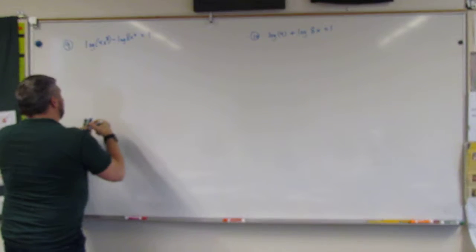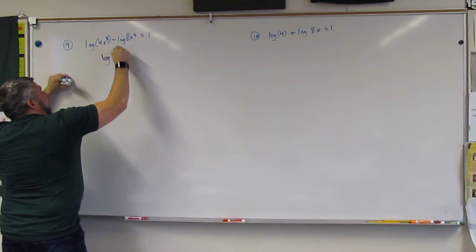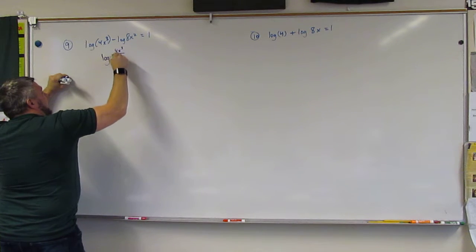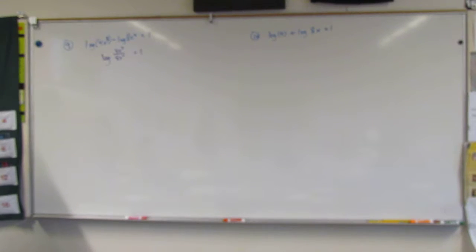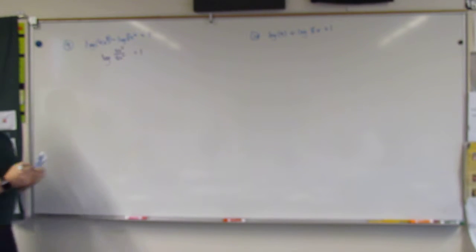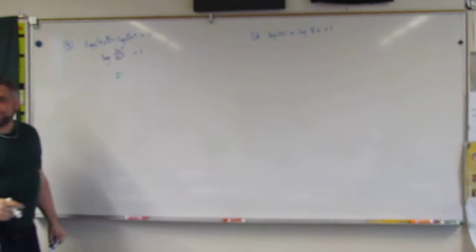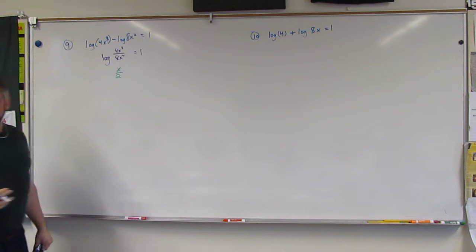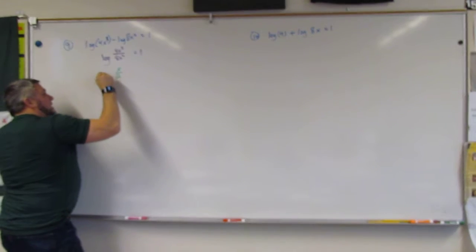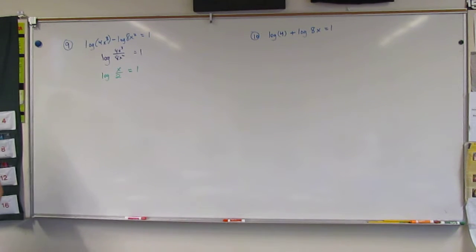So what that means is that you're going to have log of 4x cubed divided by 8x squared. Okay? And then you can use your rules of exponents. 4 goes into 8 twice, right? And 2 from 3 leaves 1, correct? Now we still have the log, and it equals 1. Now this is a tougher one because there's no base.